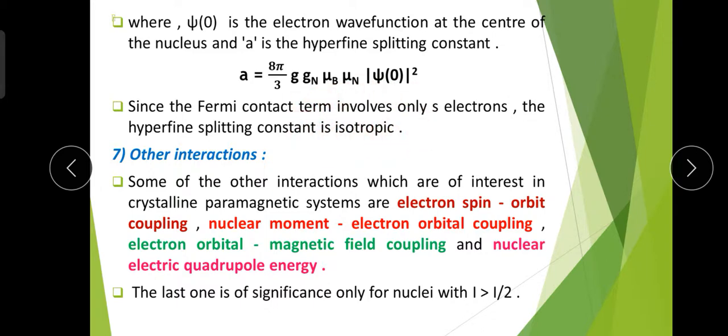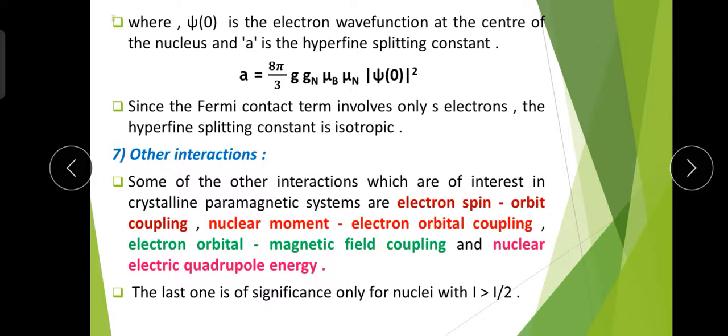Now the next contribution to the total Hamiltonian is due to other interactions. Up to this point we have considered different interactions or energies which contribute to our Hamiltonian, but other than that we have some more interactions. So the seventh one is the other interactions. Some of the other interactions which are of interest in crystalline paramagnetic systems are electron spin orbit coupling, nuclear magnetic electron orbital coupling, electron orbital magnetic field coupling, and nuclear electric quadrupole energies. These are all the other interactions.